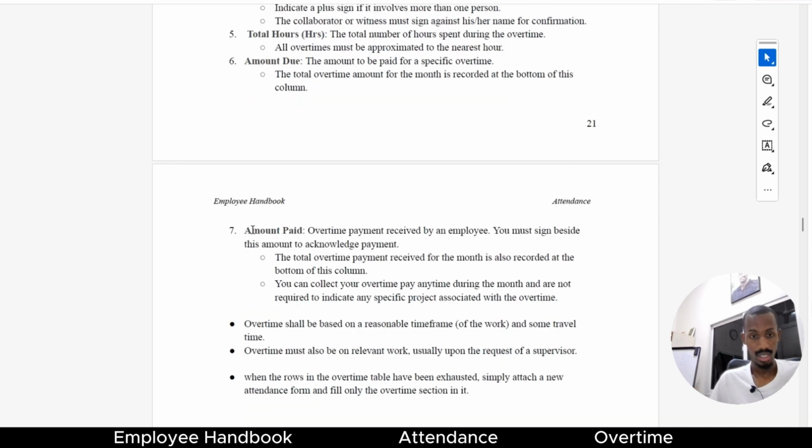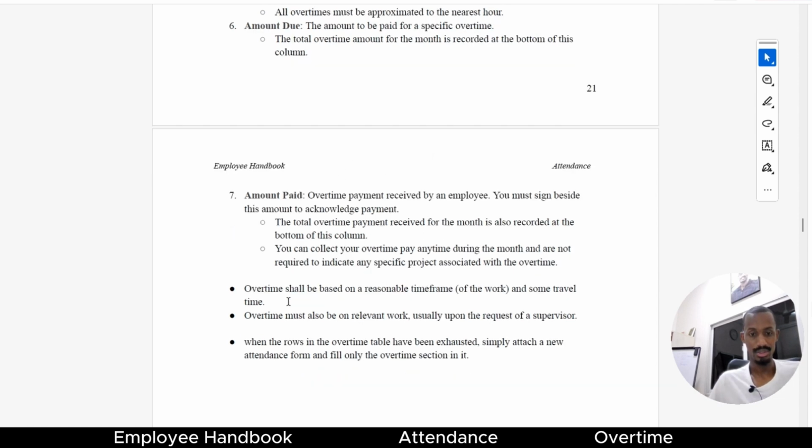Amount paid. You can collect your overtime payment anytime during the month and are not required to indicate a specific project. You're not supposed to say, for example, "because of the overtime I did at Bundung." No, if you want overtime payment, just say "pay me my overtime owed to me." You don't even need to mention a project. Don't say it, write it. You don't have to fill in the project here. I will tell you how it is done in a moment.